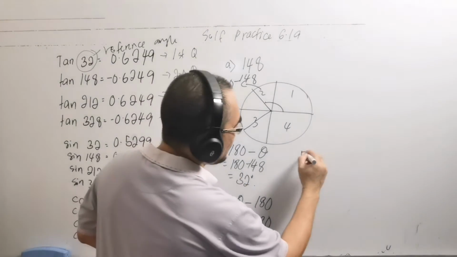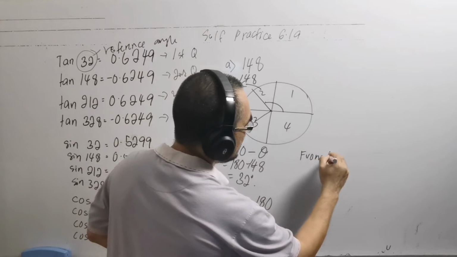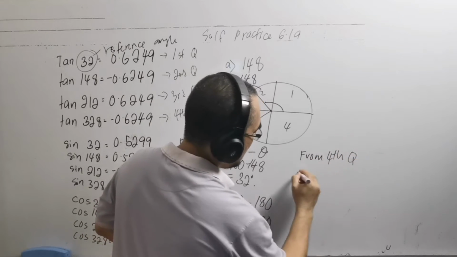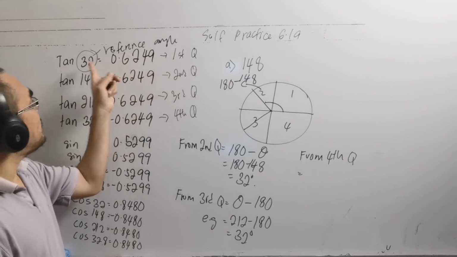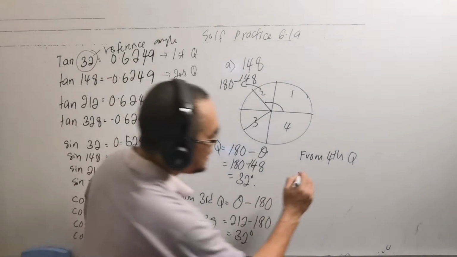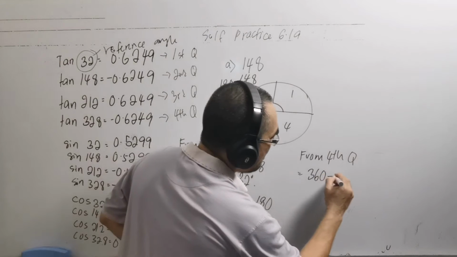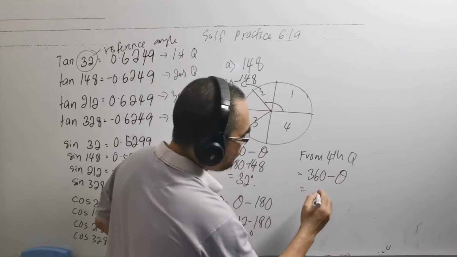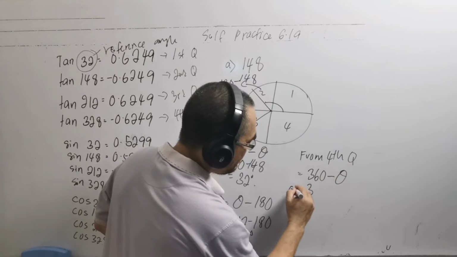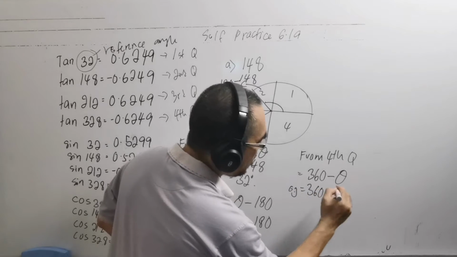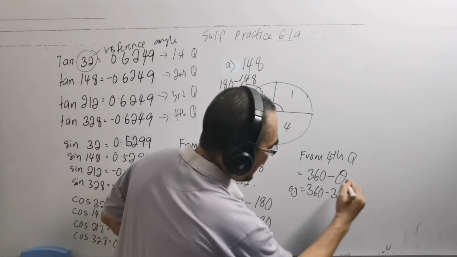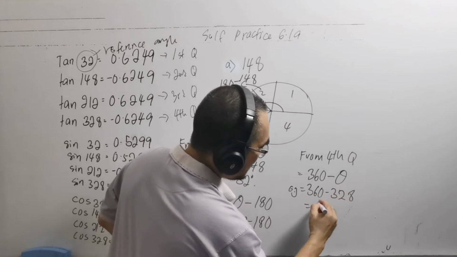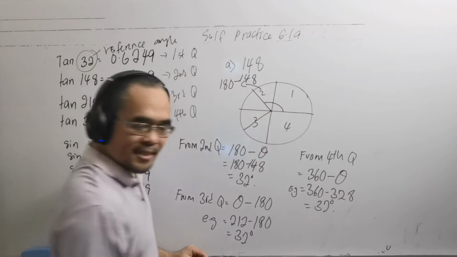And from the fourth quadrant, how to get from 328 back to 32? It will be 360 minus theta. For example, 360 minus 328 will be 32 degrees.